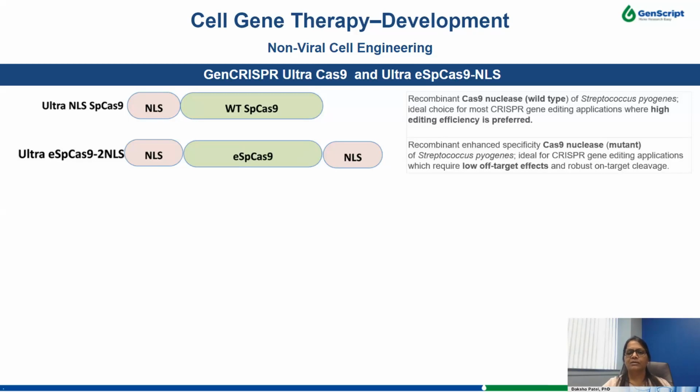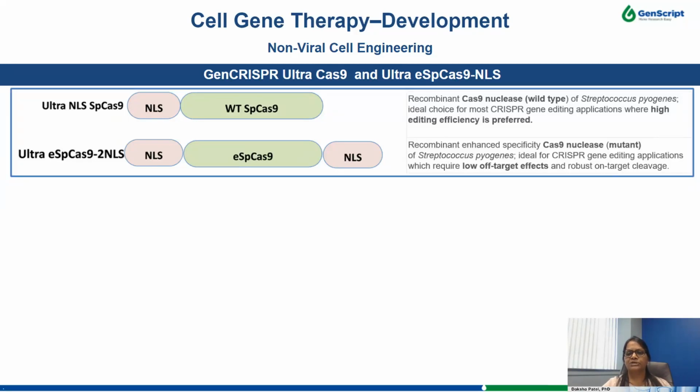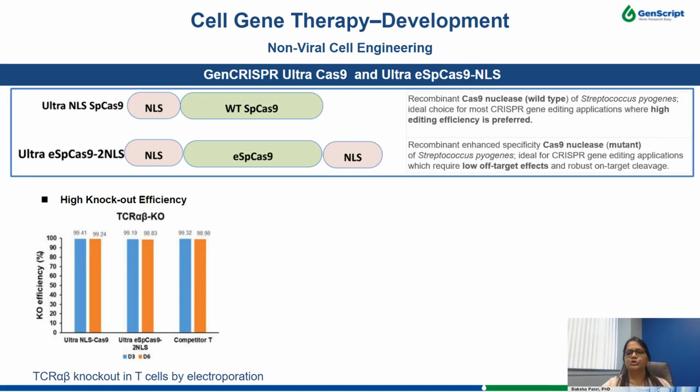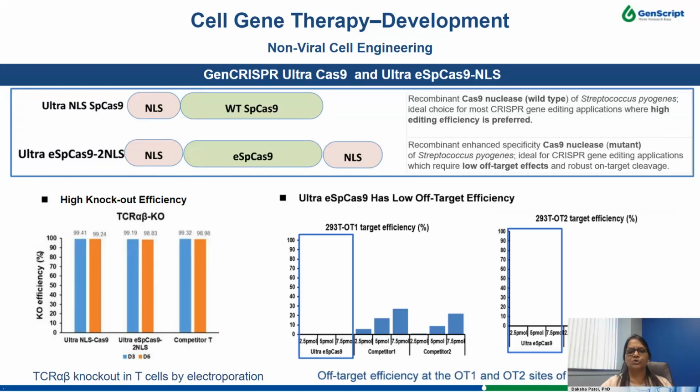We offer 2 types of Cas9, and the key highlights of this reagent are high editing efficiency, high lot-to-lot consistency, ultra high stability, and high quality specification. This figure shows that T-cell receptor alpha-beta chain knockout efficiency was measured and analyzed by FACS using the GMP grade Cas9 system, and off-target efficiency was also measured on 2 different platforms, OT1 and OT2, and GenCRISPR Cas9 shows low off-target efficiency.